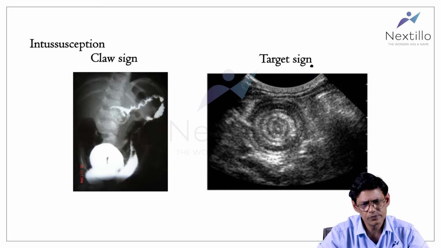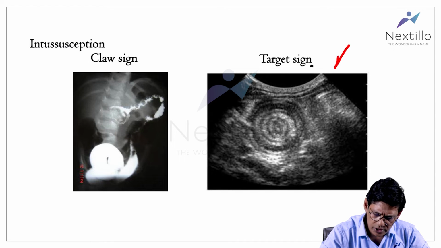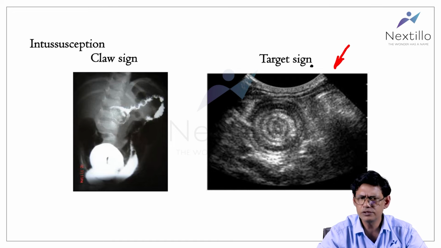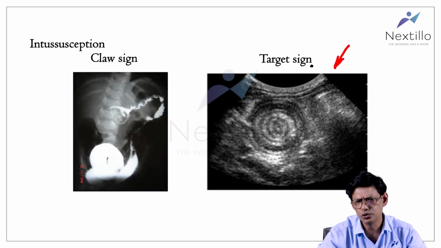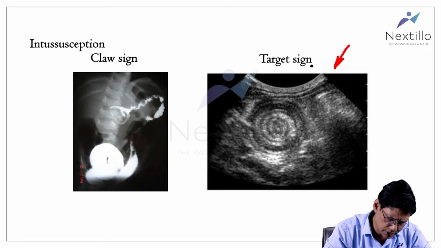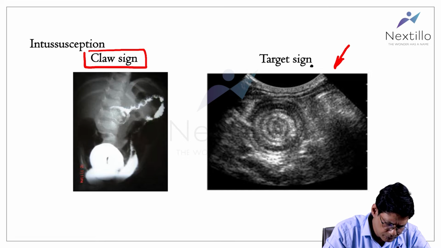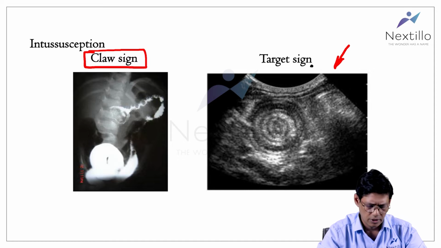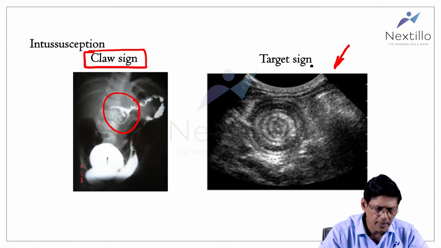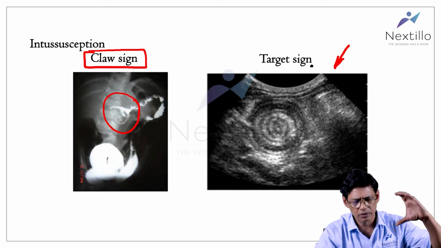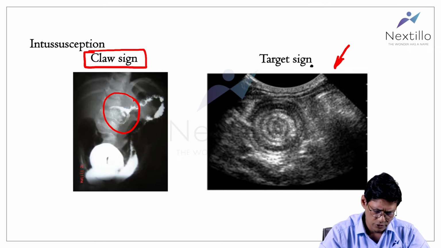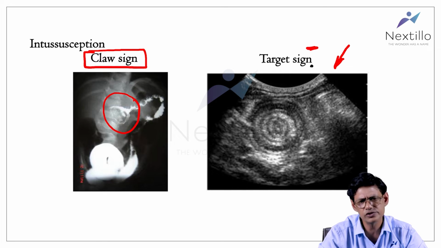One more picture of intussusception over here. This is the target sign as seen on USG. That means we can see the target sign on a CT scan, and the target sign may be seen on USG too. One more important sign that is associated with intussusception is the claw sign. You can see this claw over here. Claw sign in intussusception is visible on a barium enema. It appears like the claw of a talon. So this is our claw sign of intussusception, and the earlier one is the target sign.